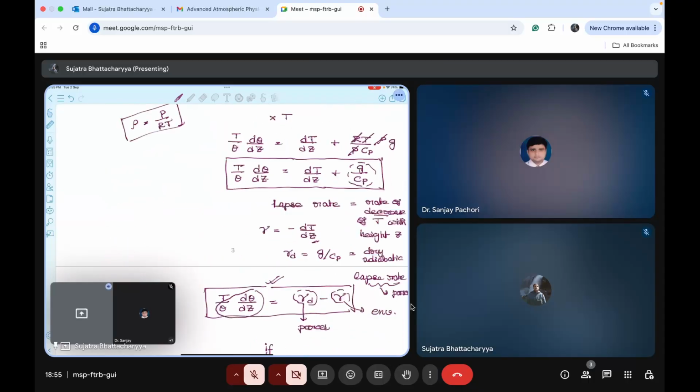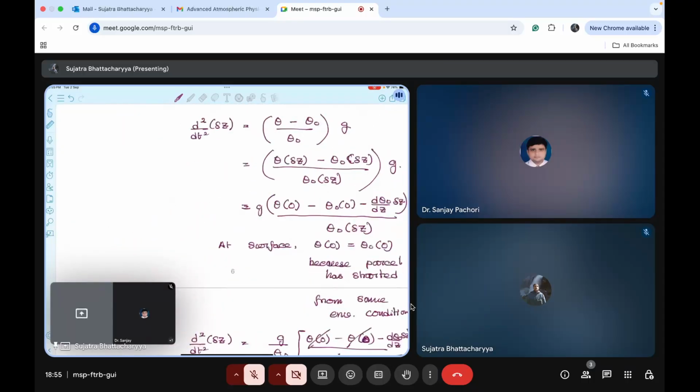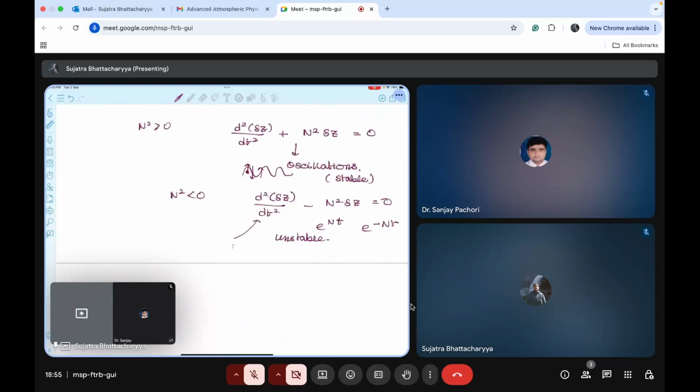Now, whatever I have covered right now, from potential temperature up to this, you will find all the numericals based on this in the assignment. All the numericals. Okay. So very easy. Think about it and it will be very easy.